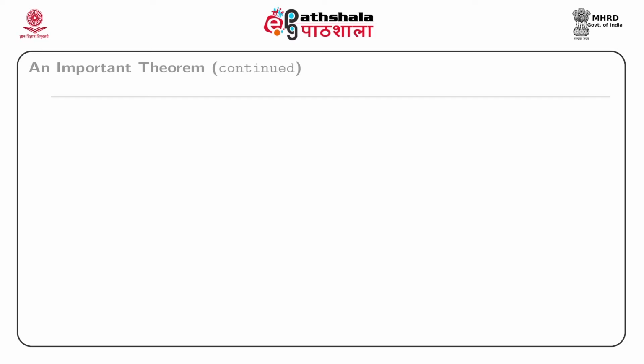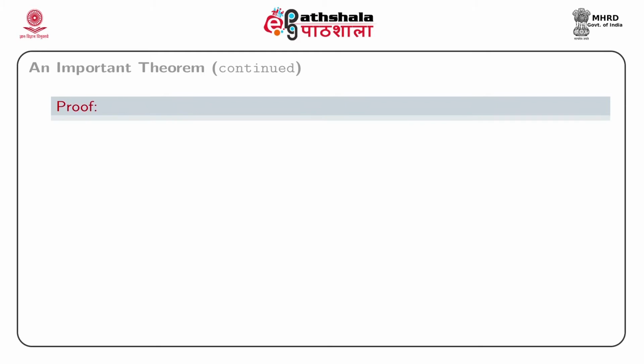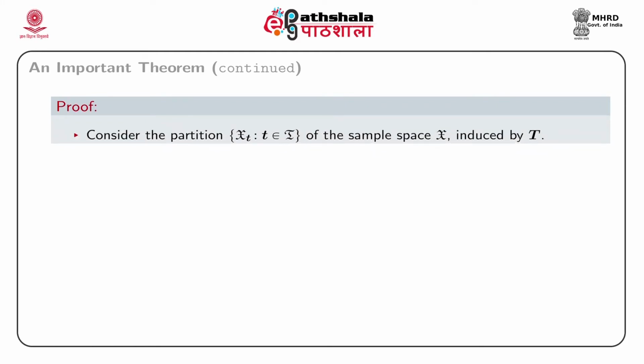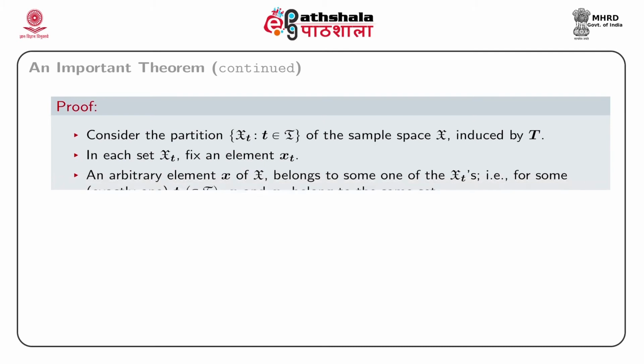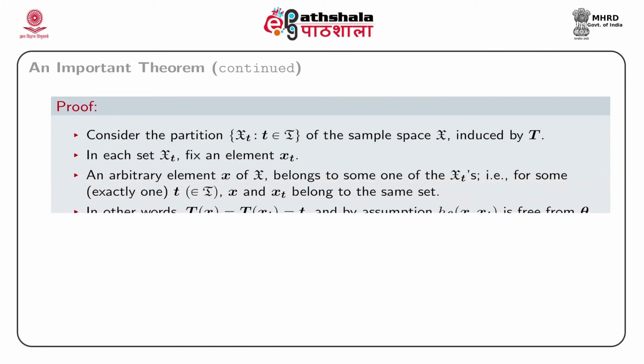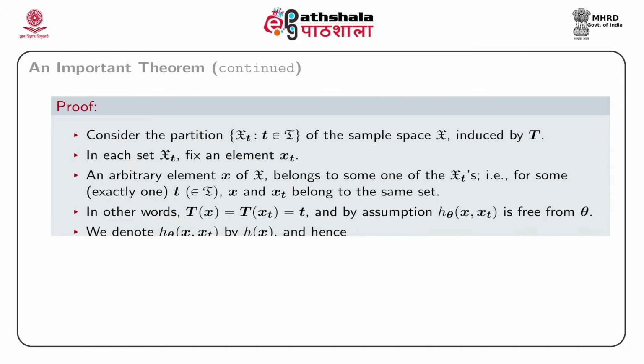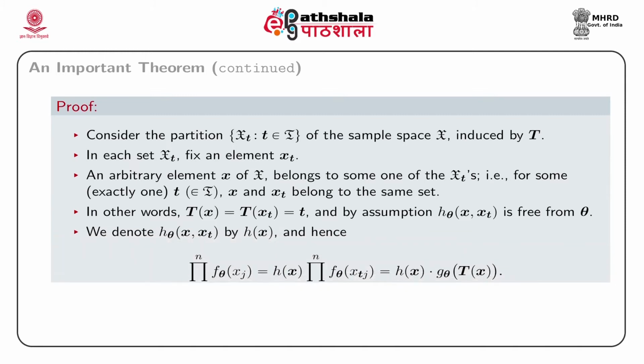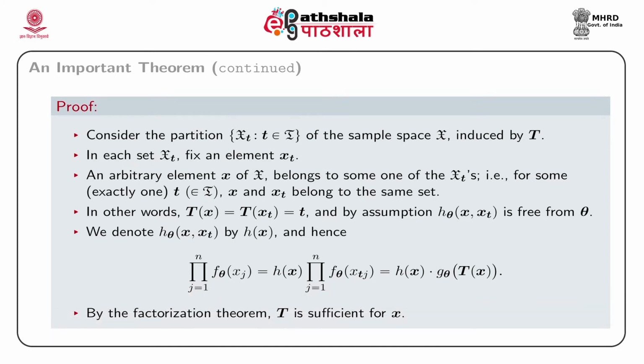Now we consider the proof of the theorem. We first show that T is a sufficient statistic for theta, and then we verify that T is also minimal. For simplicity, let us assume that f_theta(x) is positive for all x belonging to script X and for all theta. First, we prove the sufficiency part of the theorem.